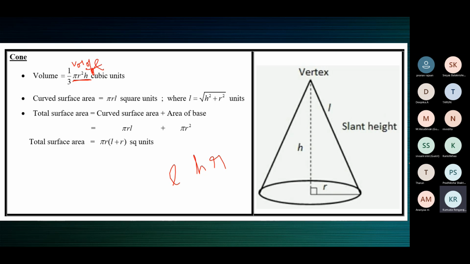Curved surface area is this area. This one is the curved surface area. All this is the curved surface area. This is the area of the circle below. It's not an oval, it's a circle. If you lift and see, it's a circle.